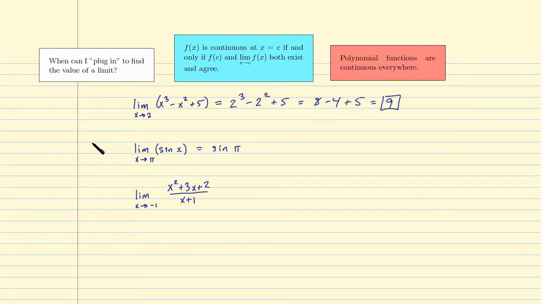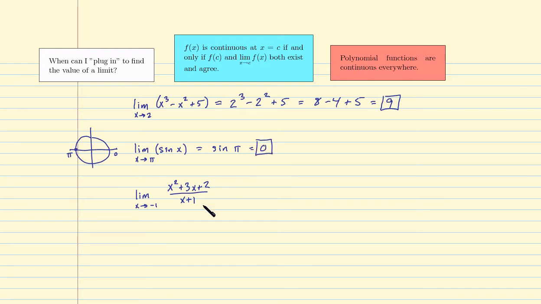And of course, a real quick reference to the unit circle. Remember, here is 0, here is pi. We're talking about this point right here. The sine is the y-coordinate. The y-coordinate there is 0. And now we have the limit as x approaches pi of sine of x is 0.